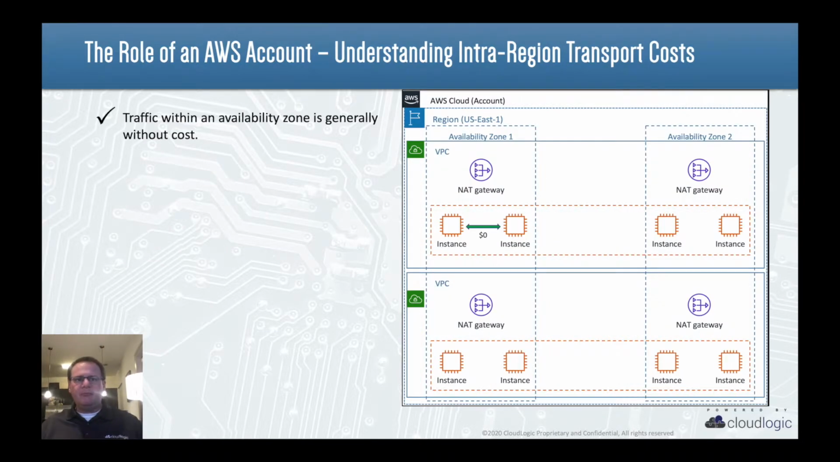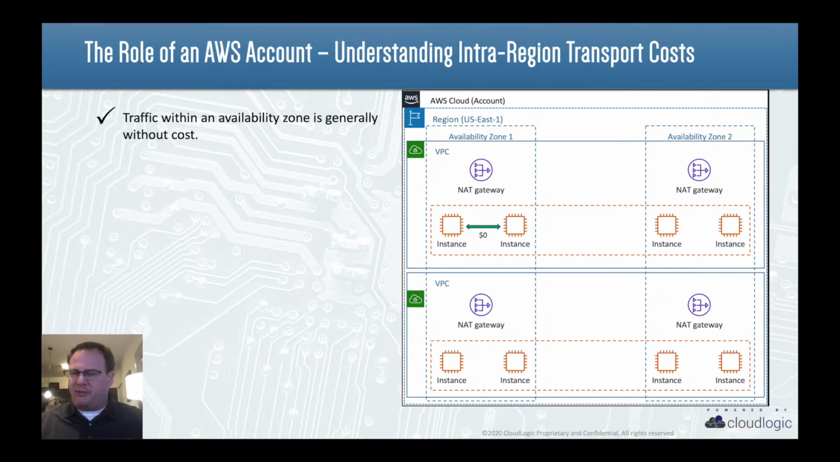So let's talk about intra-region transport. If I want to have two workloads communicating within the same VPC and the same AZ, it does not incur any additional transport fees. Now, before we start to talk about pricing, it's important to note that all pricing is subject to change. CloudLogic does not control the pricing, and these are also prices that are as of the time of this writing.